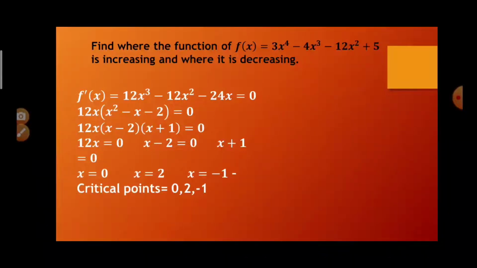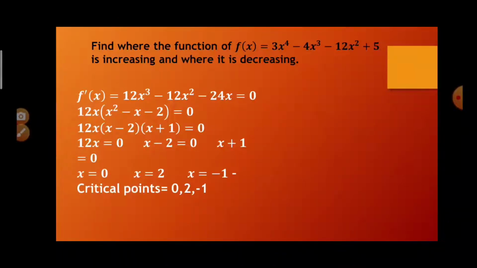So to get the critical points, we will need to factor out this equation so that we can get our critical values. So we have 12x times x squared minus x minus 2 equals 0.